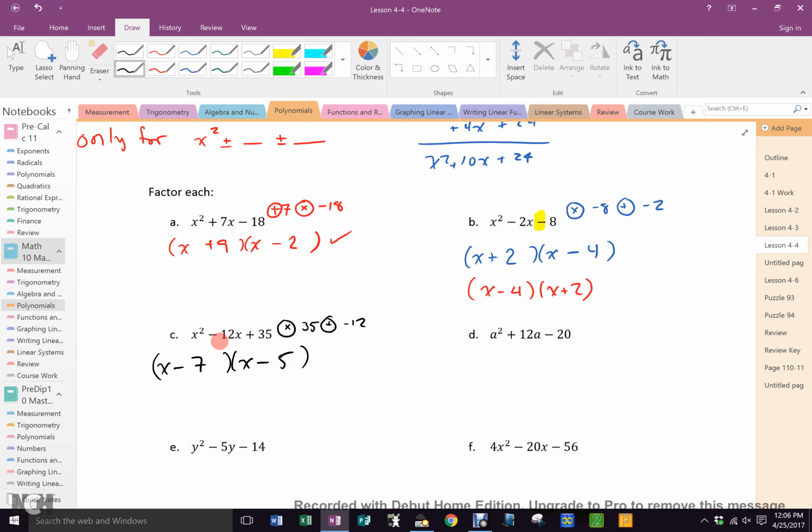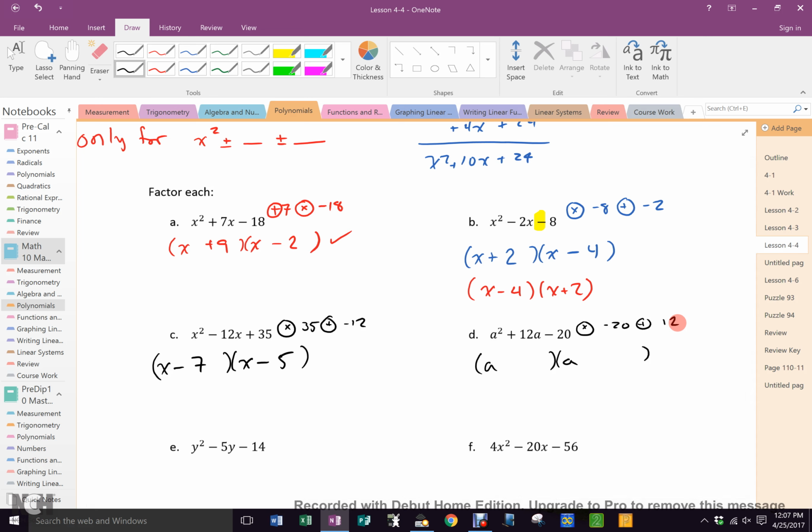Uh-oh. Mr. Myers changed the letters, because sometimes you guys actually tell me that makes a difference. Well, I can't do it when it's an A. What does this one have to be? A and A instead of X and X. Brilliant. What do I have to multiply to? Negative 20. What do I have to add to? Positive 12.